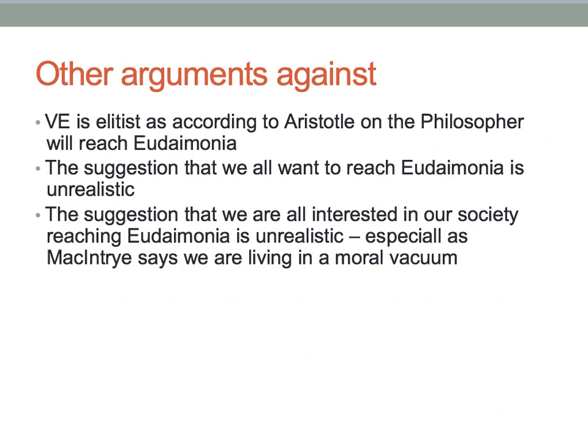So I've just focused on 6 points there, but there are obviously lots of other points that you could draw on to suggest whether or not it is a useful theory. So other arguments to suggest it's not a useful theory. You could say that virtue ethics is elitist, because according to Aristotle, only the philosopher will reach eudaimonia. Sorry, there's a typo there, which is not good. That should say only the philosopher will reach eudaimonia.